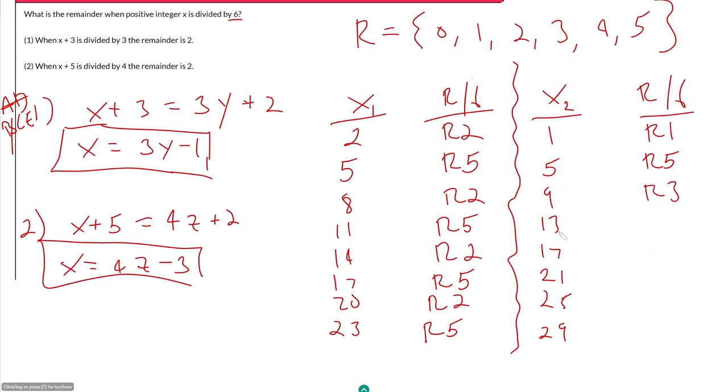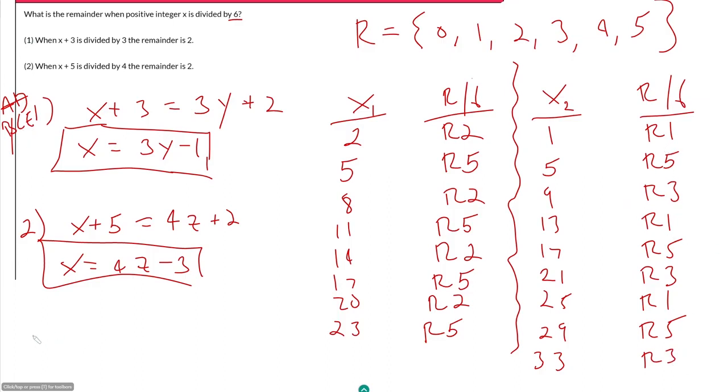1, 5, 3. 13 divided by 6 would be 2, remainder 1. 17 divided by 6 would be 2, remainder 5. 21 divided by 6 would be 3, remainder 3. So it does look like we have a pattern, this 1, 5, 3 pattern. 25 divided by 6 is 4, remainder 1. 29 divided by 6 would be 4, remainder 5. And we want to just complete our pattern here, with one more number. 33 divided by 6 will be 5, remainder 3. So we already said our second statement is insufficient because we have 3 options for our remainder here.